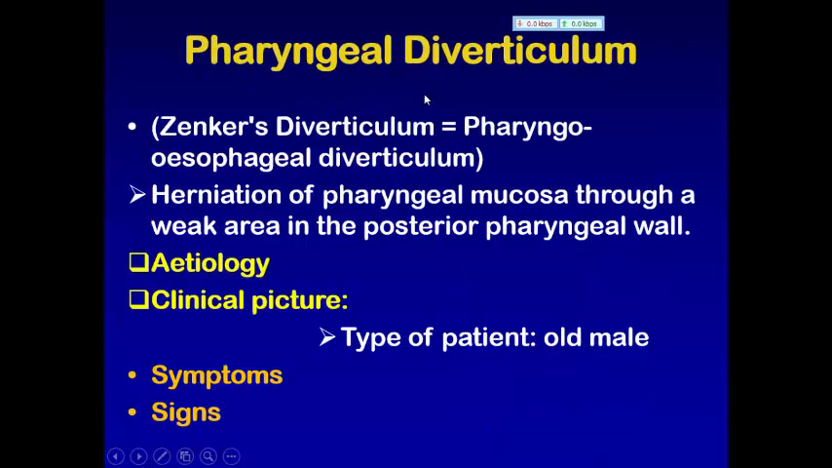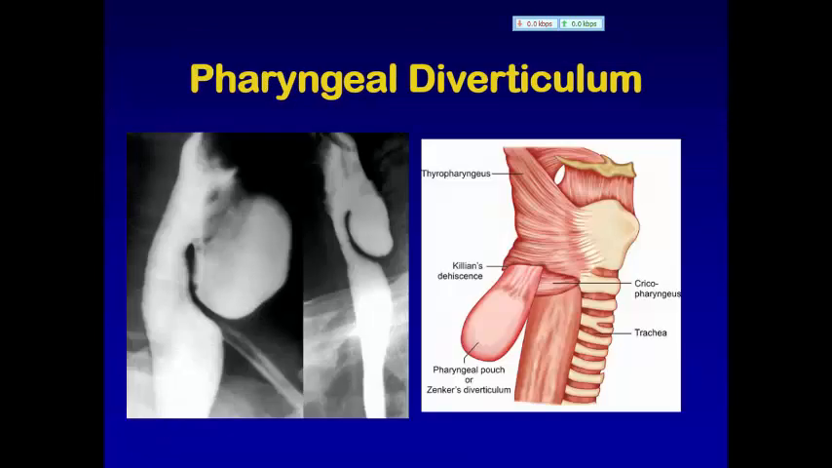Now I will talk about another pathology which is pharyngeal diverticulum. It is also called Zenker's diverticulum, also called pharyngo-esophageal diverticulum. It is herniation of pharyngeal mucosa through a weak area in the posterior pharyngeal wall. The etiology is spasm of the cricopharyngeus muscle. This muscle is called the cricopharyngeus muscle.